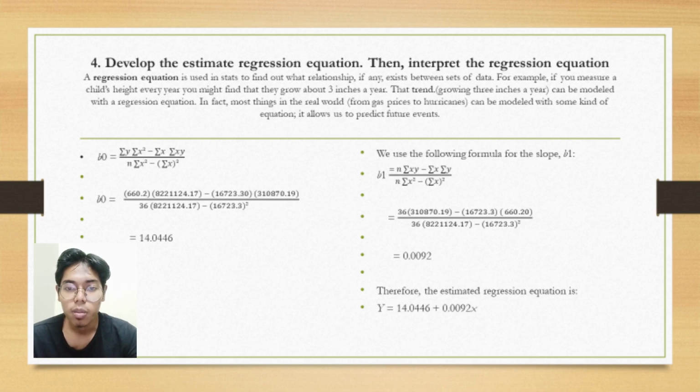I will present about the regression equation. A regression equation is used to find out what relationship, if any, exists between sets of data. For example, if you measure a child's height every year, you will find that they grow about 3 inches a year. That trend can be modeled with a regression equation. In fact, most things in the world can be modeled with a regression equation. It allows us to predict future events.